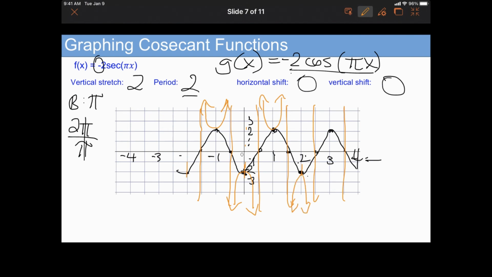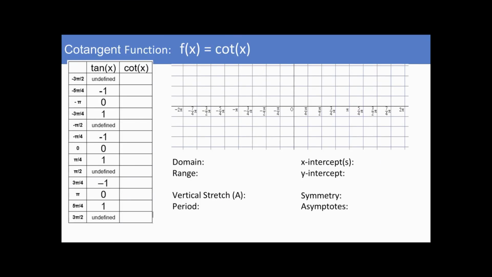So much more narrow. F of x. All right. Still looks good. 2.5 cycles. All right. Yes, there's one more. Cotangent.